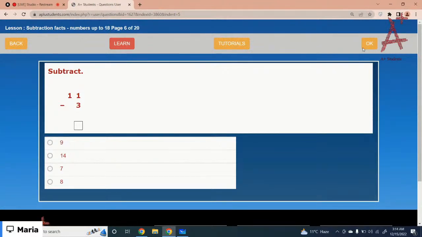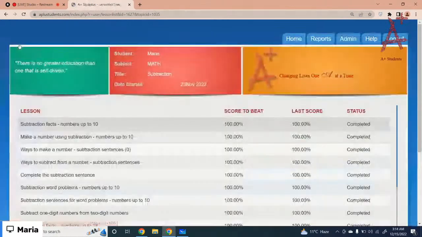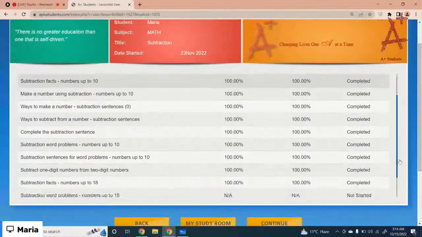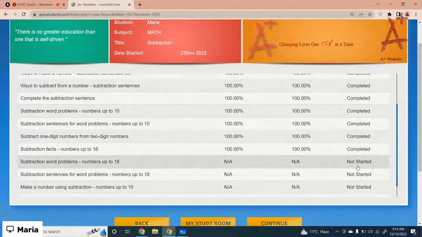Okay, let's just start. You can complete the test by yourself later today. Let me just move on to the next lesson. And the next lesson is subtraction word problems, numbers up to 18. Let me write down the lesson name.